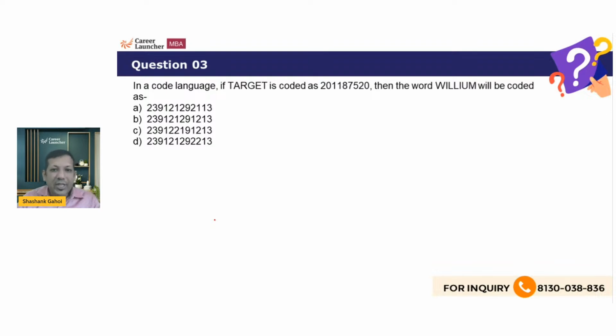In a coded language, TARGET is coded as this. WILLIAM will be coded as what? What is T? T is 20. What is A? 1. What is T? 20. If you look at the arrangement, 21, last is 20, E is 5. So basically, they have just written their corresponding numbers over here. That's it. They didn't do anything else.